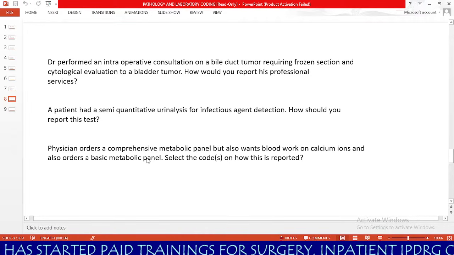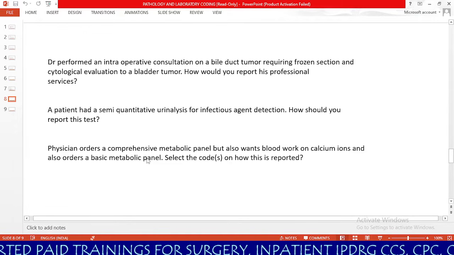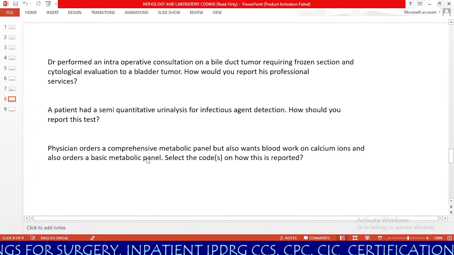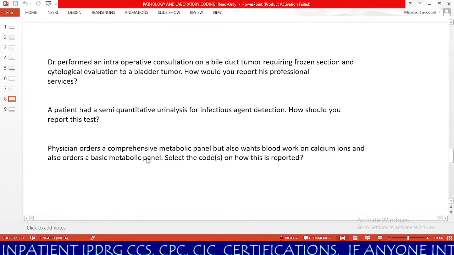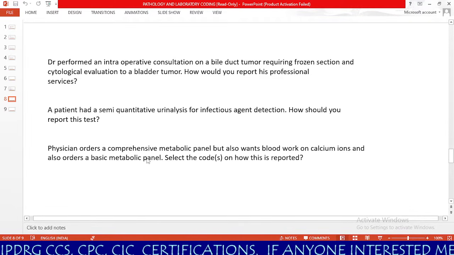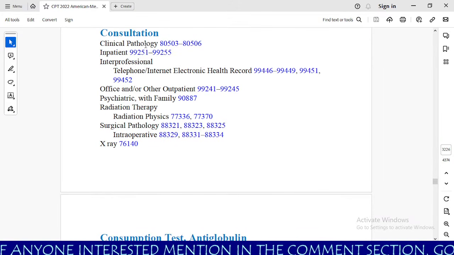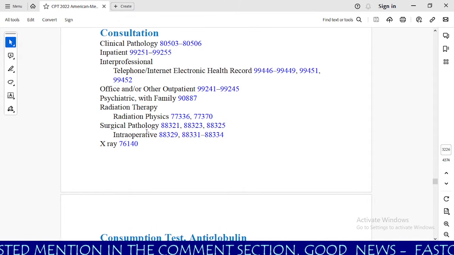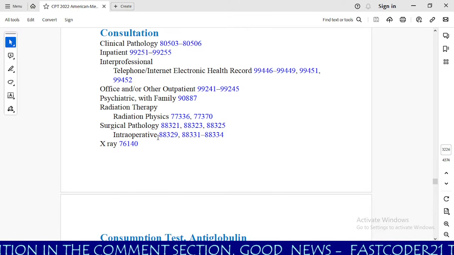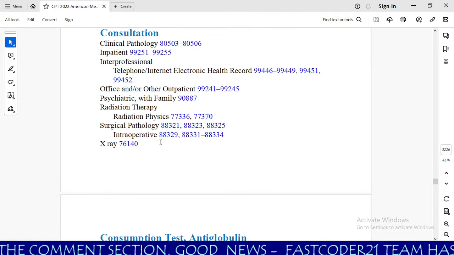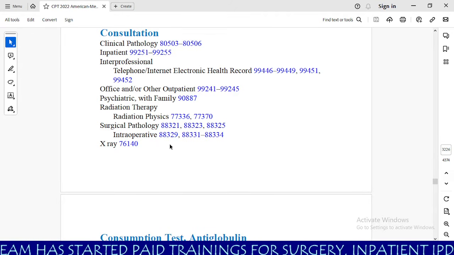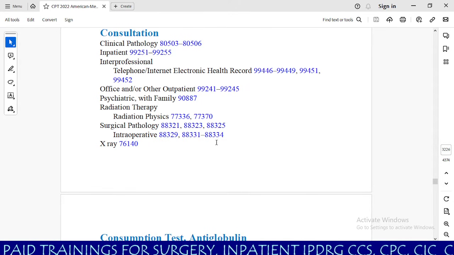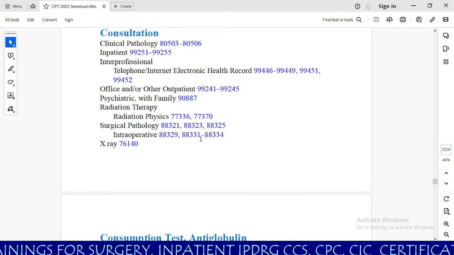So basically here, what happens? This is an intraoperative consultation, meaning during the operation the physician has performed the consultation. As it is a consultation, we need to check consultation in the CPT index. If you check consultation in the CPT index, it will show you clinical pathology, inpatient, interprofessional, like that. If you see here, surgical pathology, intraoperative. Based on our scenario, the physician has performed intraoperative consultation. So we need to check here 88329, 88331, 88334. So we will check 88331 and 88334 in the book.